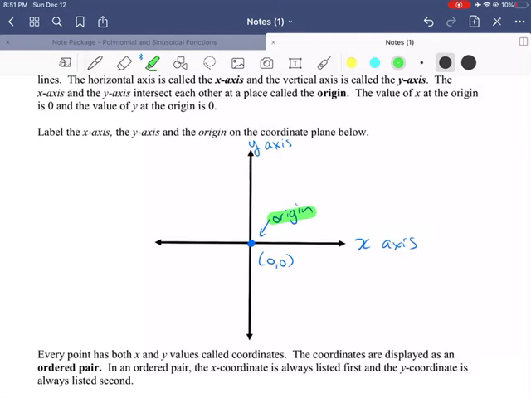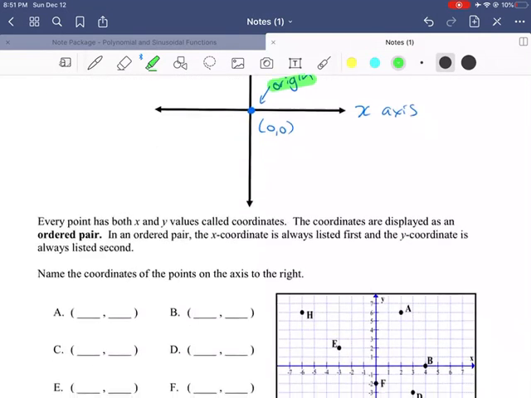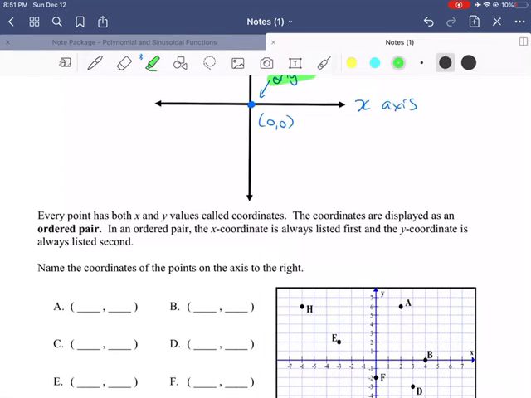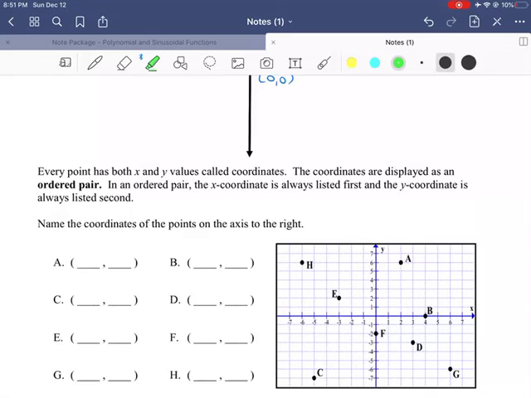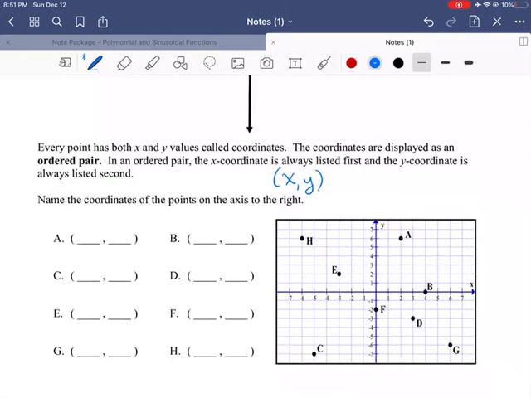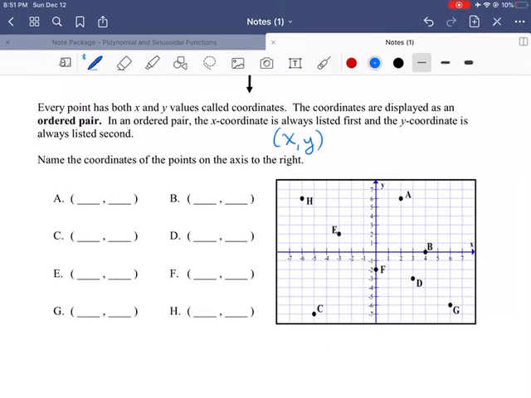So every point has x and y values called coordinates. The coordinates are displayed as an ordered pair. In an ordered pair, the x coordinate is always listed first, and the y coordinate is always listed second. Okay? This is just so that anybody reading the graph will be able to know what you're talking about. So let's try a couple examples here.